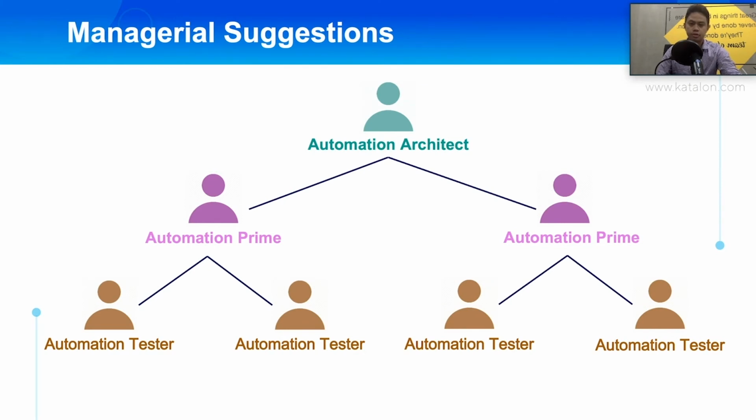So these are some suggestions from the managerial standpoint when building and deploying the framework. Firstly, these are the key roles in an automation testing project that we suggest you should have: the automation architect, the automation prime, then the automation tester. The automation prime can be based on the feature sets, or based on the automation testing regression or new tests you have, to split them into different groups.